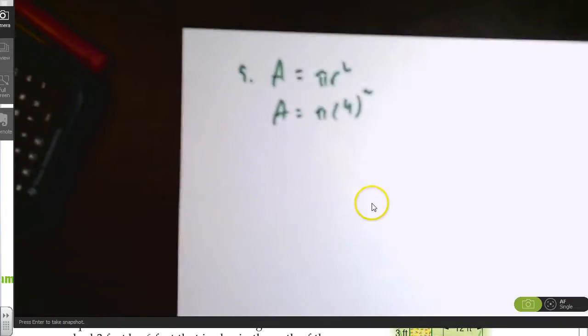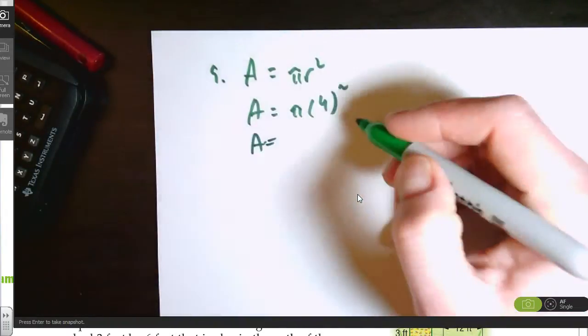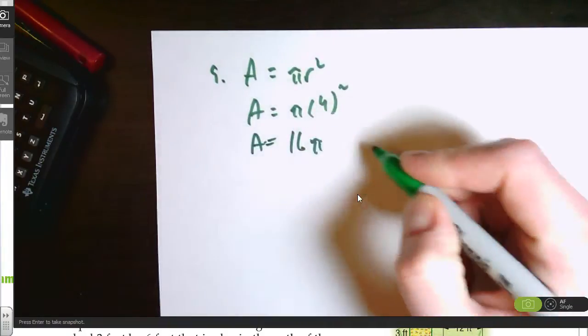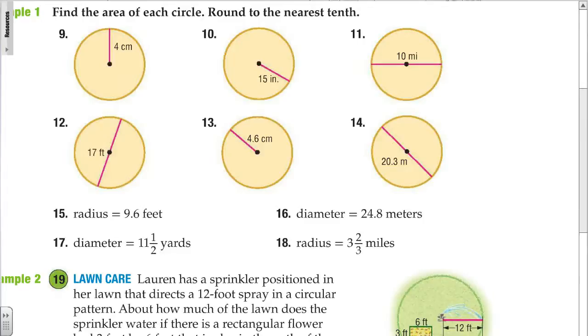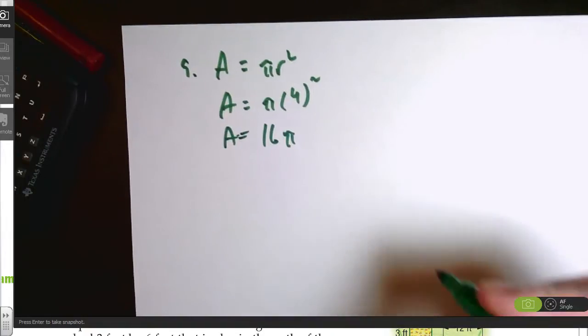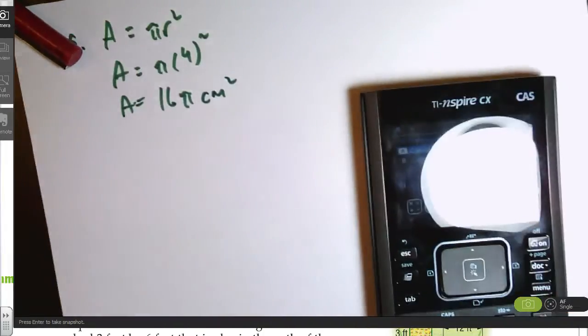So area equals pi times 4 squared. Now what I want to see is this: 4 squared is 16, so this is 16 pi. What were the units on this again? Centimeters. So centimeters squared. And then after that, you can get your calculator out.